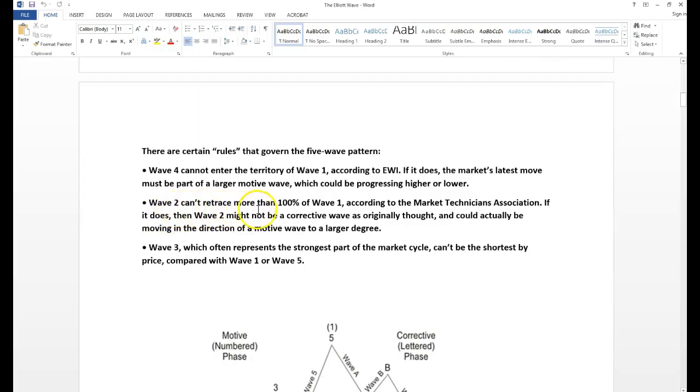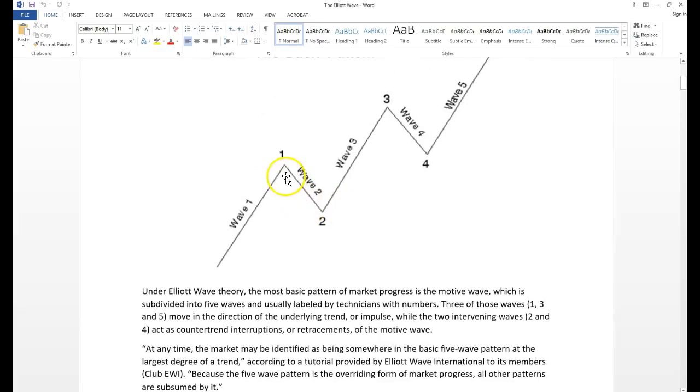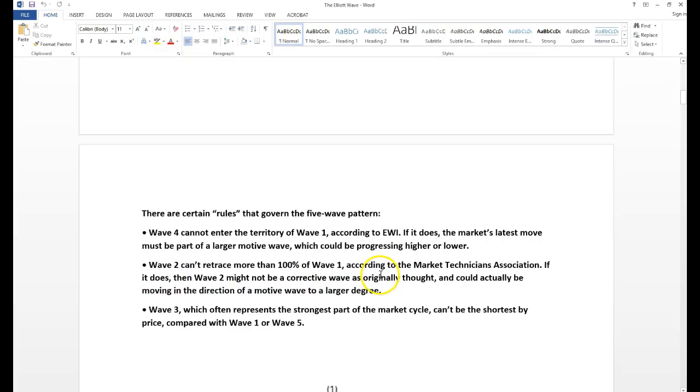Wave 2 can't retrace more than 100% of wave 1, and that's according to the MTA Association. If it does, wave 2 might not be a corrective wave as originally thought, and could actually be moving in the direction of a motive wave of a larger degree. Here's wave 2. So wave 2 can't close below this lowest point right here. It can come down here, it can pin down here and all kinds of stuff. But if it retraces and you see the bodies of candles begin to close below this lowest point right here, then this rule is no longer valid.